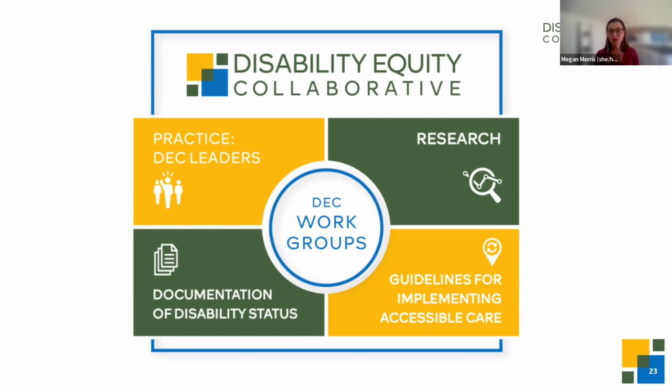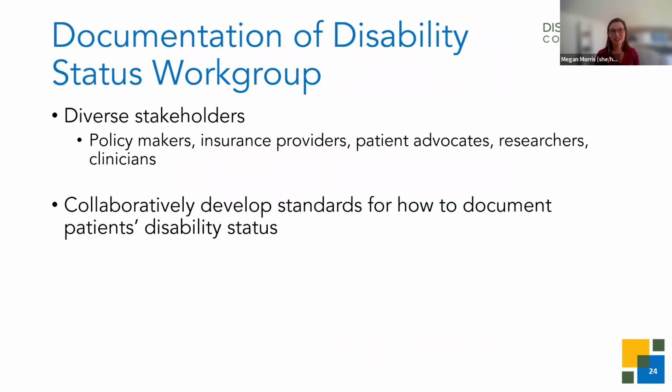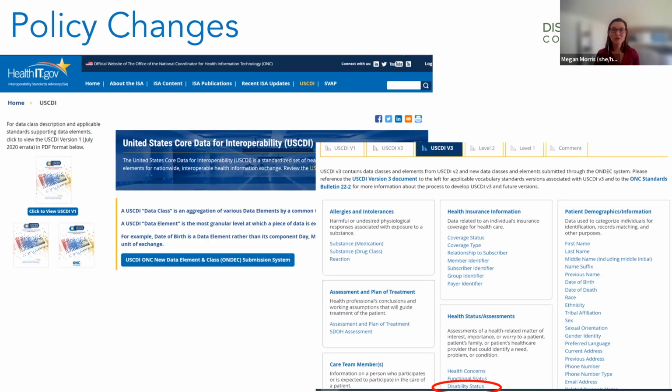We also have a research work group where we sponsor quarterly presentations. And then our final work group is our guidelines for implementing accessible care. As I mentioned, our disability status work group has diverse stakeholders, and we collaboratively develop standards for how to document patients' disability status. This last year, we actually saw some movement in policy. So specifically, the Office for the National Coordinator for Health Information Technology, which is also called ONC, they were considering inclusion of disability status as a standard data element. And what this would mean was it would require all electronic health records in the United States to include disability status as a standard data element.